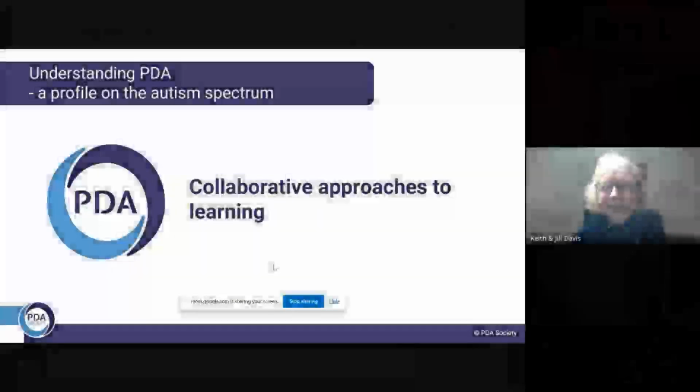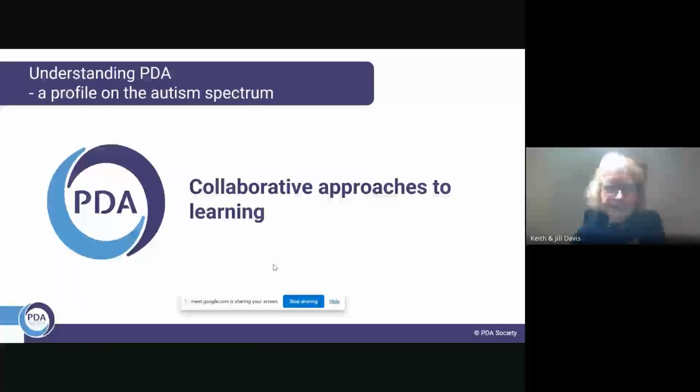And welcome to this second session about good practice when supporting PDA learners. As you can see from this slide, we use the term collaborative approaches to learning, a term first used by Phil Christie and Ruth Fiedler that highlights the core principles which capture the approach and the style that works best to get those good educational outcomes for PDA learners.